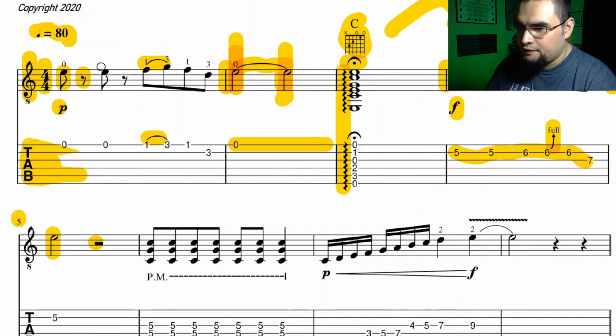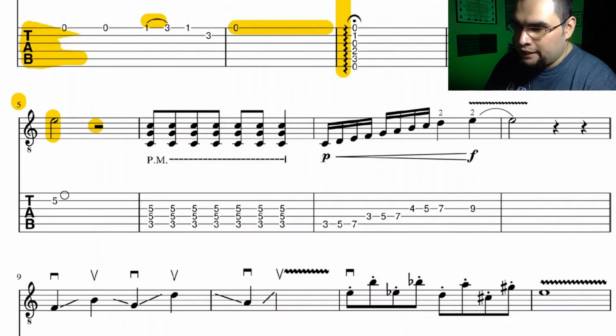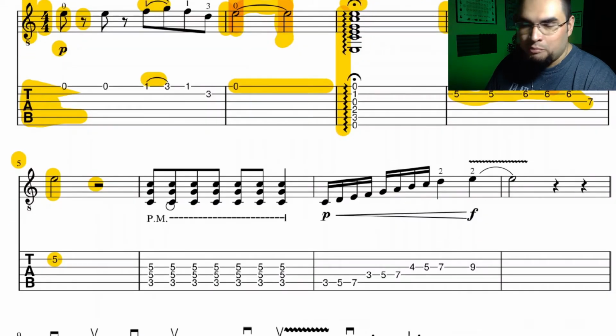All right. So, you're going to use the 5th fret to play that note. Now here we have kind of a chord, right? But these are power chords. And you have the letters P.M. with a line dashed all the way through.